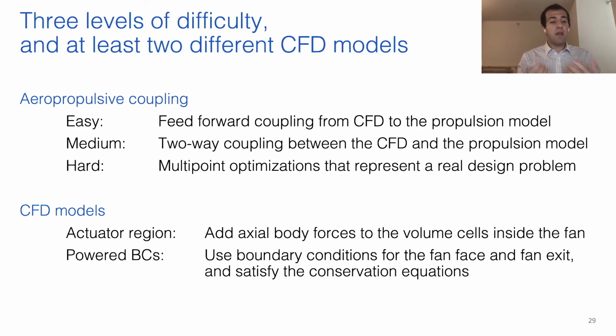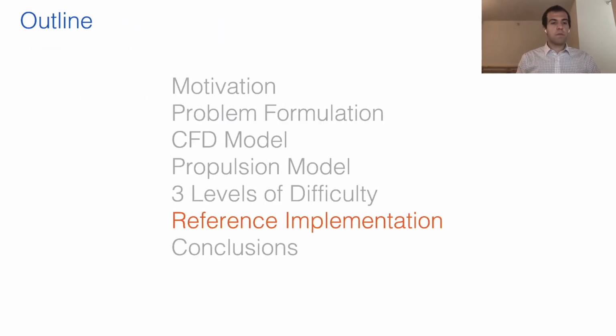And I say at least 2 CFD models because these can be extended. We can use more sophisticated actuated zone models that include torque, or we can go to a higher fidelity to model the fan.